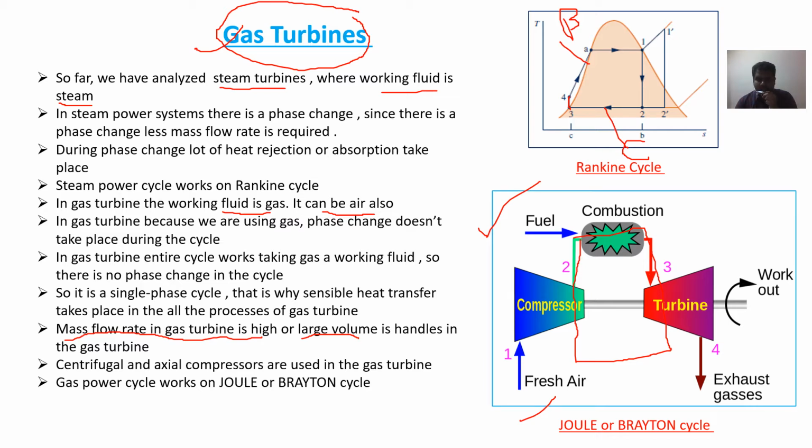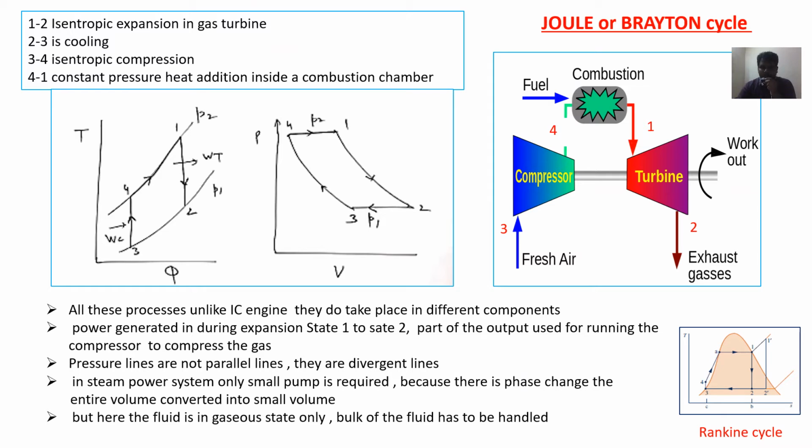As you can see here, in the Brayton cycle, there will be a compressor. This compressor may be a centrifugal or axial compressor. So this is the difference between gas turbine and steam turbine. Now let us see the working of the Joule or Brayton cycle.